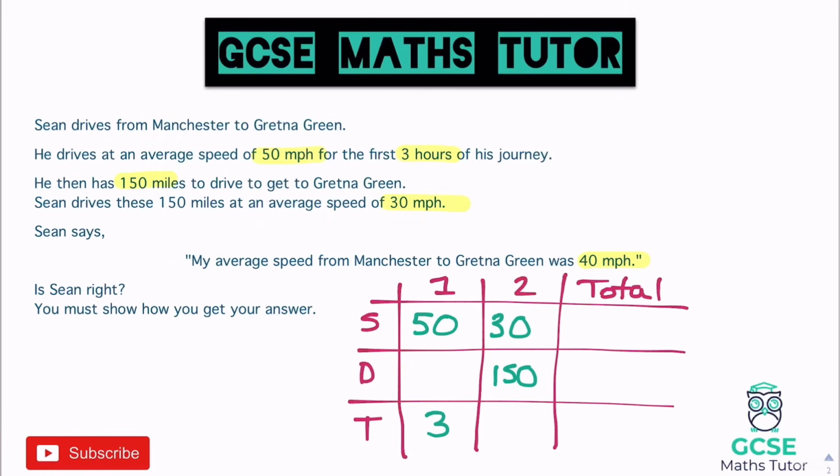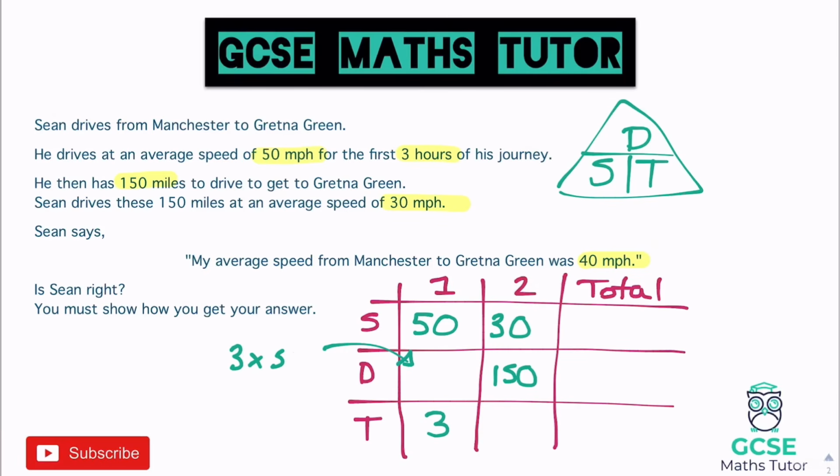Let's write down our formula. Speed is distance divided by time. Let's have a look at this one to start with. We can work out this distance here. Distance is speed times time, so 3 times 50 gives us a distance of 150. And now we can add those two distances together.